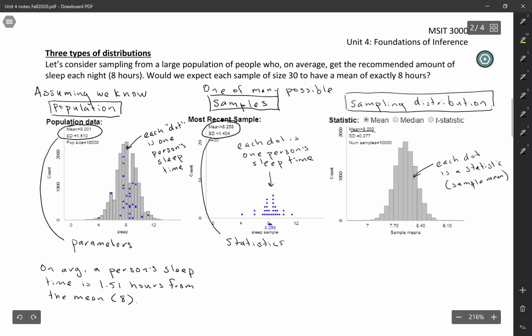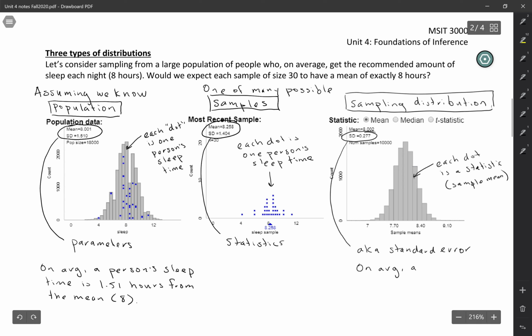Remember, the standard deviation of a sampling distribution, that value has a special name. This is called the standard error. So the standard error is the standard deviation, but it's a sampling distribution instead of a regular distribution. And when we interpret, we have to just make sure that we're acknowledging that the values are actually sample means.